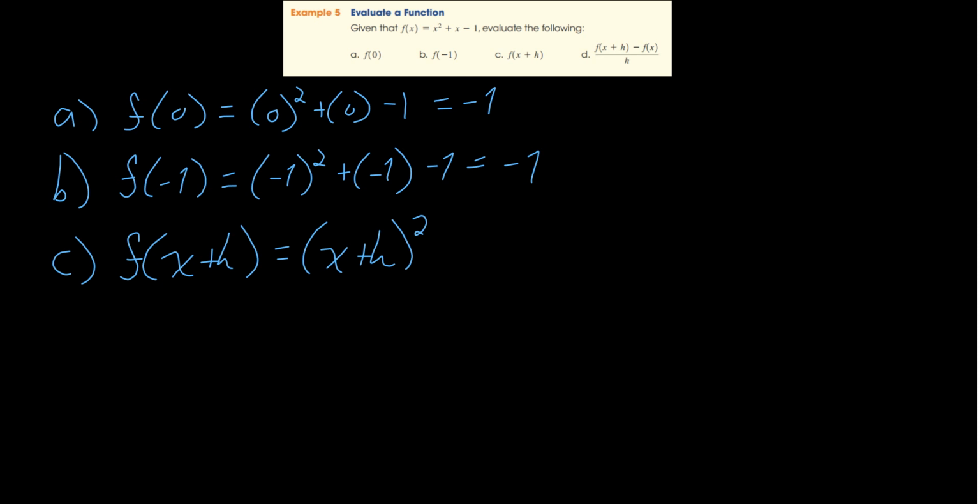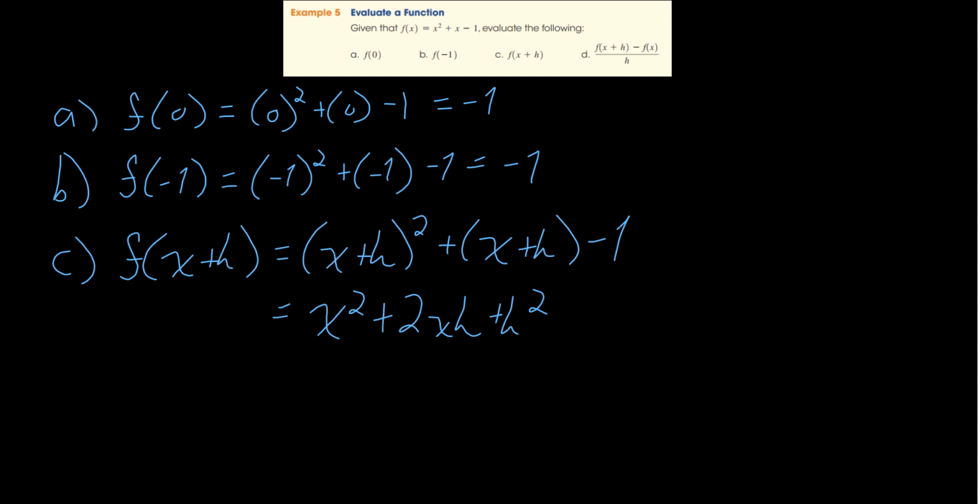So x plus h quantity squared plus x plus h minus 1. What is x plus h quantity squared? That is x squared plus 2 times a times b, so it's plus 2xh plus h squared, plus x plus h minus 1. We're going to combine like terms. Do we have like terms? We don't have like terms, so we're done there. So that is C: x squared plus 2xh plus h squared plus x plus h minus 1. So that's f of x plus h.